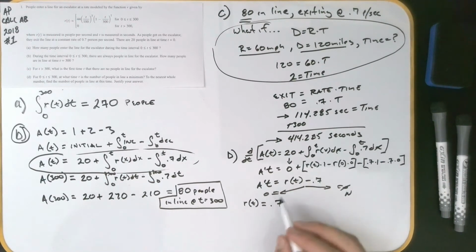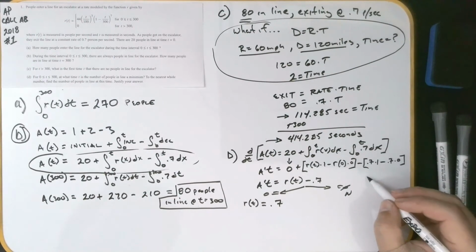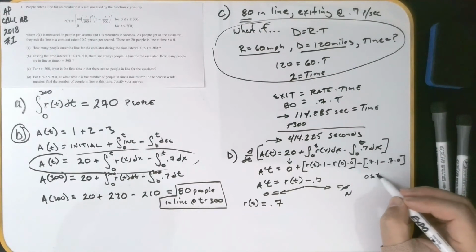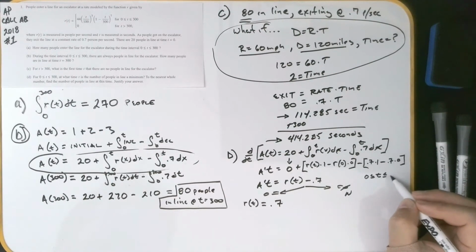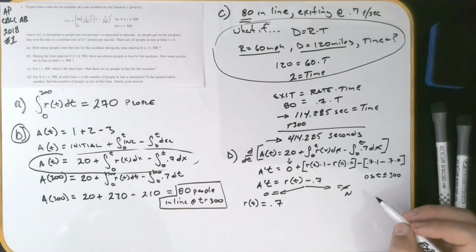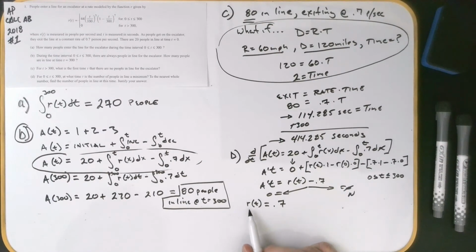When you do that in the interval, remember, they're explicitly telling you between 0 and 300, what you're going to wind up getting are these 2 intersections. On the calculator, you're going to take the function r of t and set this equal to 0.7, and then find your points of intersection. And for the sake of time and clarity, you can do that in your calculator.